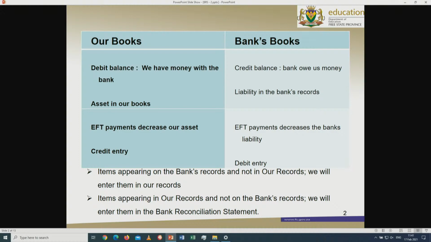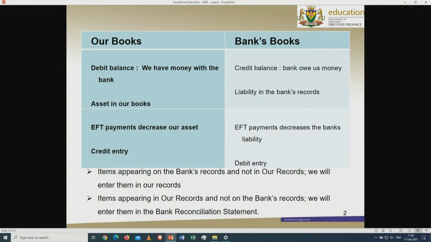It means we have money with the bank. But what will happen in the bank's books? The bank will credit our account. So if you deposit the money, in your books you debit bank. But when you deposit the money into the bank, on the other side, the bank will credit your account.